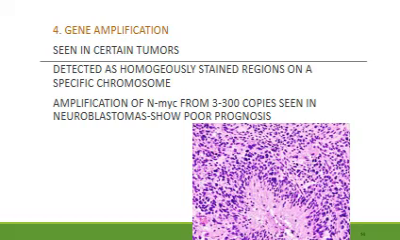The fourth mechanism is gene amplification, which is seen in certain tumors. This can be detected as homogeneously stained regions on a specific chromosome. We find that amplification of N-MYC from 3 copies to around 300 copies is seen in neuroblastomas. When such amplification is detected, we know that the prognosis is very poor.